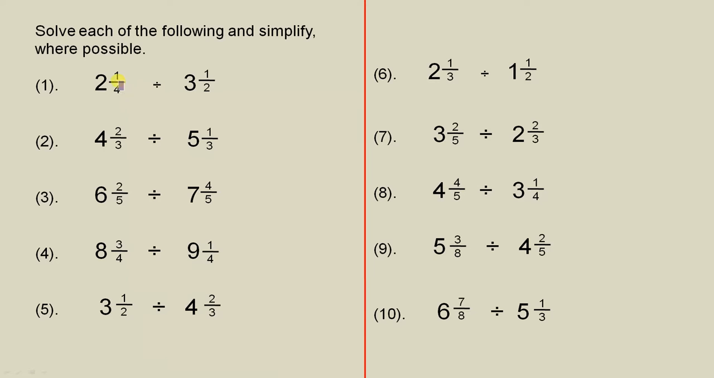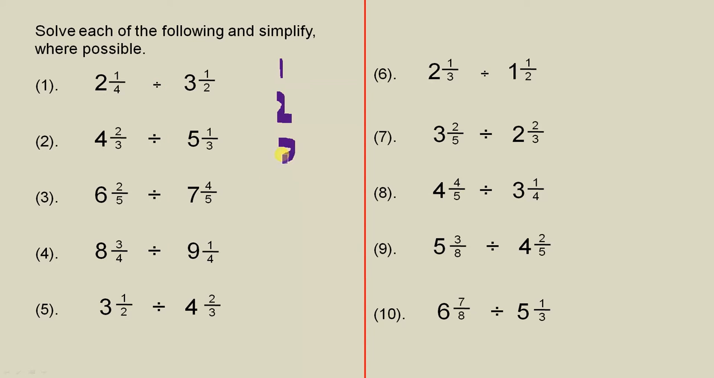Now very briefly, here we have two mixed fractions. If you remember, there were four rules. Rule number one, change each of these to an improper fraction. So that was the first rule. Number two, change the division sign to a multiplication sign.